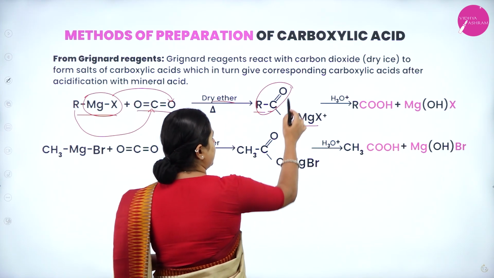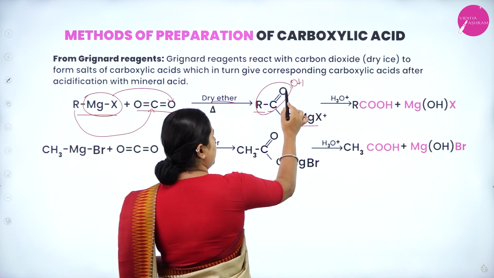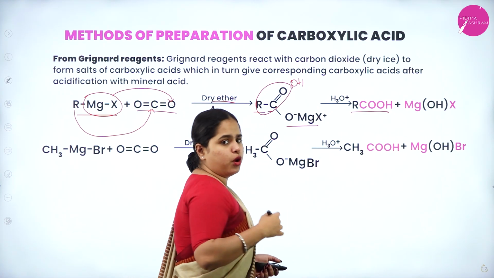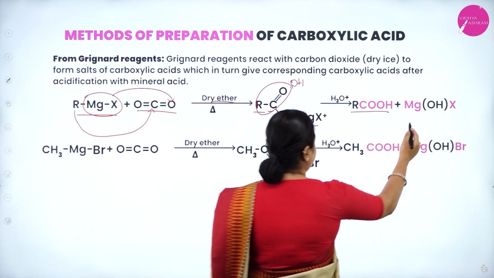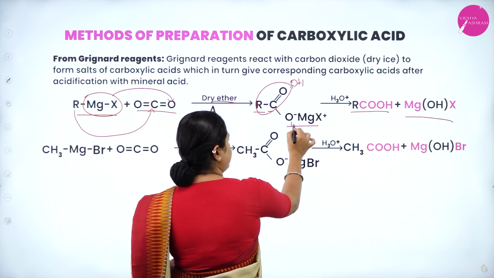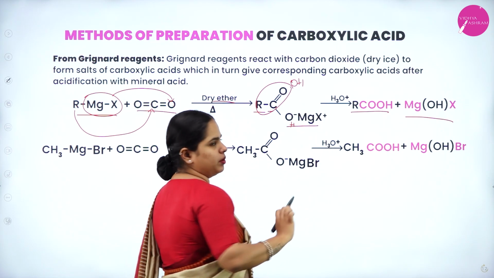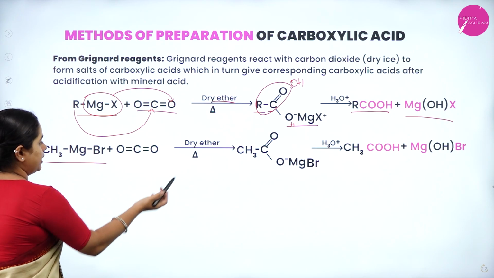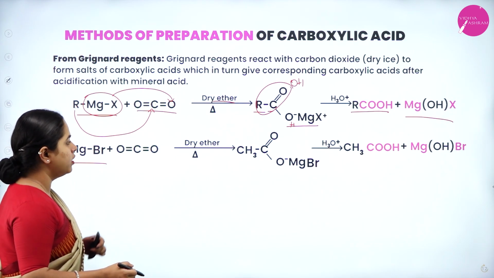So what is going to happen here? You will get an OH here, RCOOH. That is, you are going to get the corresponding carboxylic acid and you will have MgOHX. H will be added here, MgOHX will be formed. Clear? So now moving on to another example, CH3MgBr in presence of CO2, dry ether.